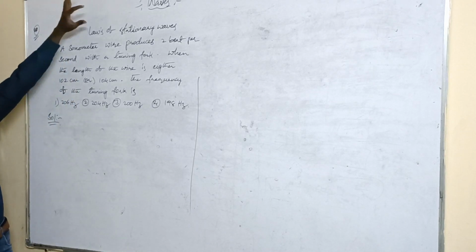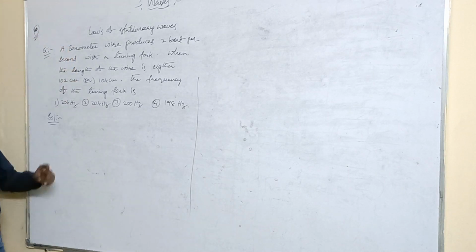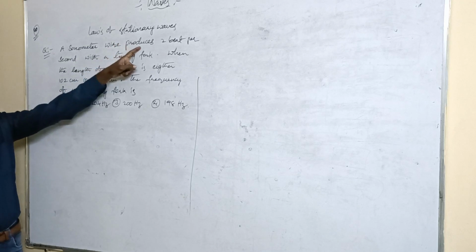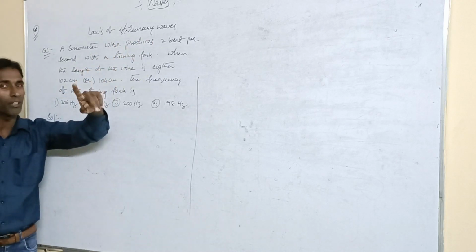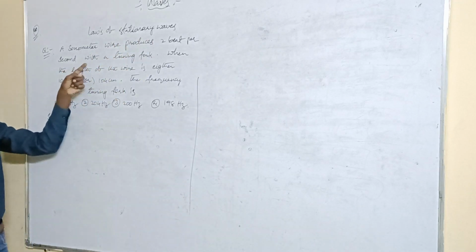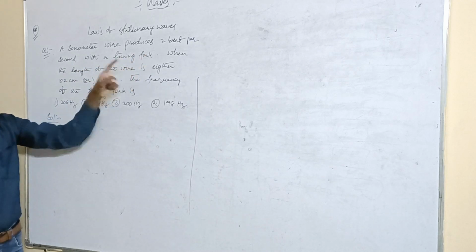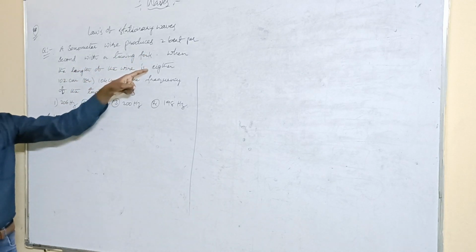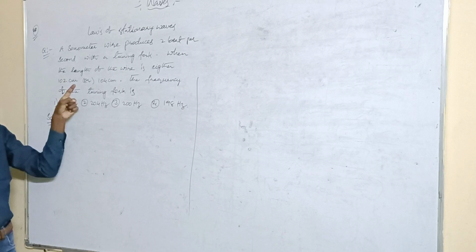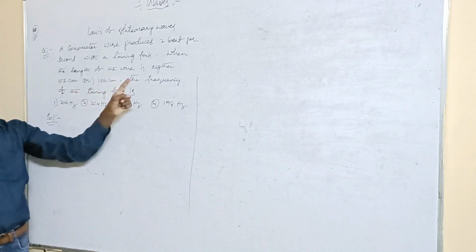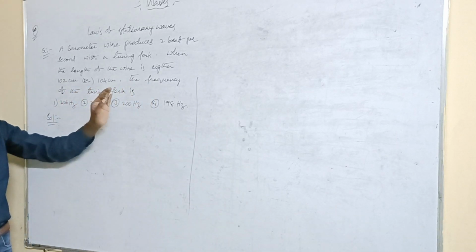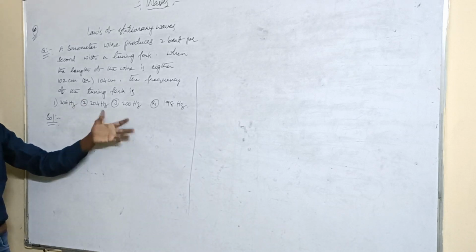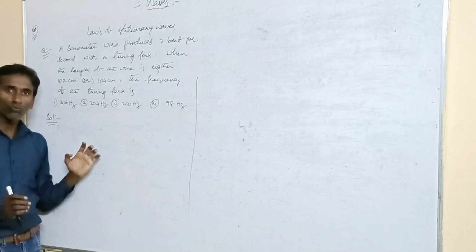See, on the laws of stationary wave, a sonometer wire produces 2 beats per second, that is, beat frequency, with a tuning fork. When the length of the wire is either 102 centimeter or 104 centimeter, what is the frequency of the tuning fork? These are the options, sir. Among them, we have to find which is the right option.